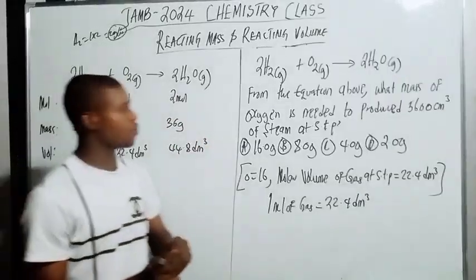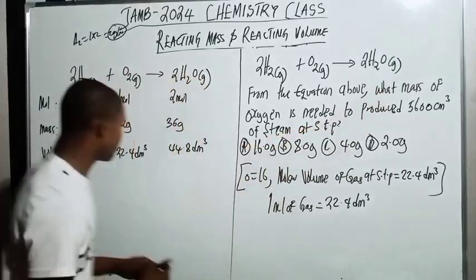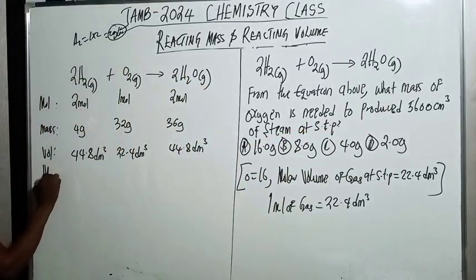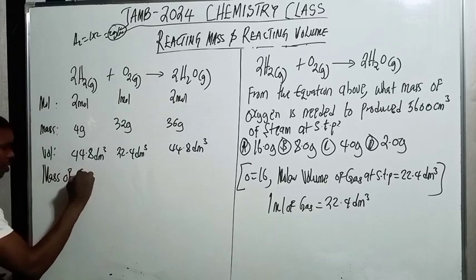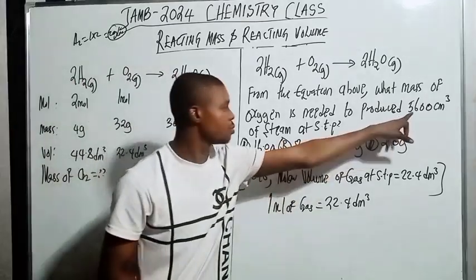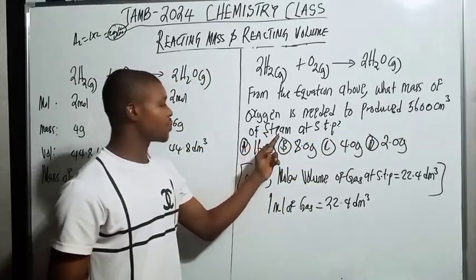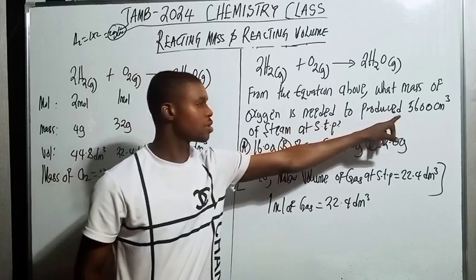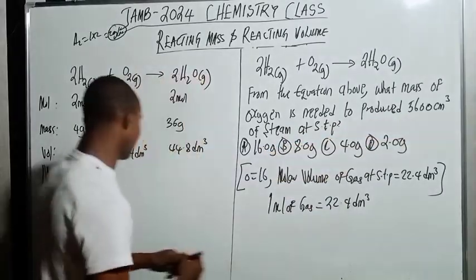Now, let's look at what they say. What is the mass of oxygen? Mass of oxygen, that's what they say you should look for. Now, volume. They give us the volume of steam they need to produce, 5,600 volume of steam here, right?